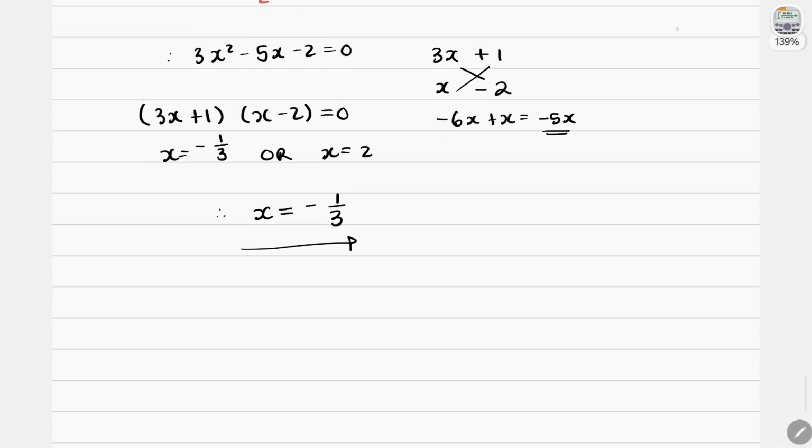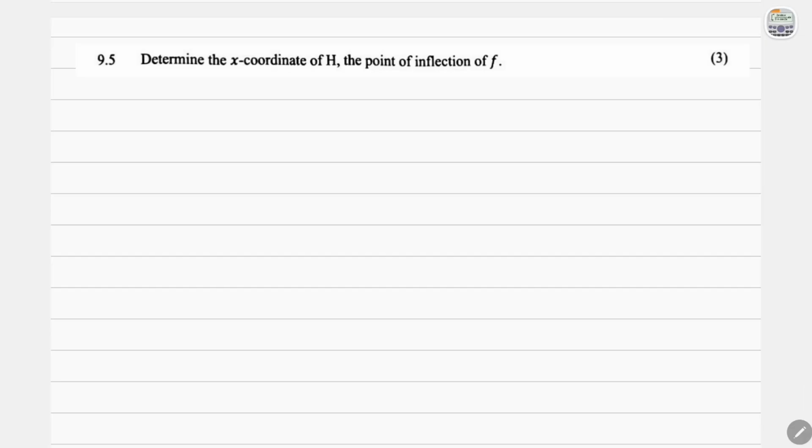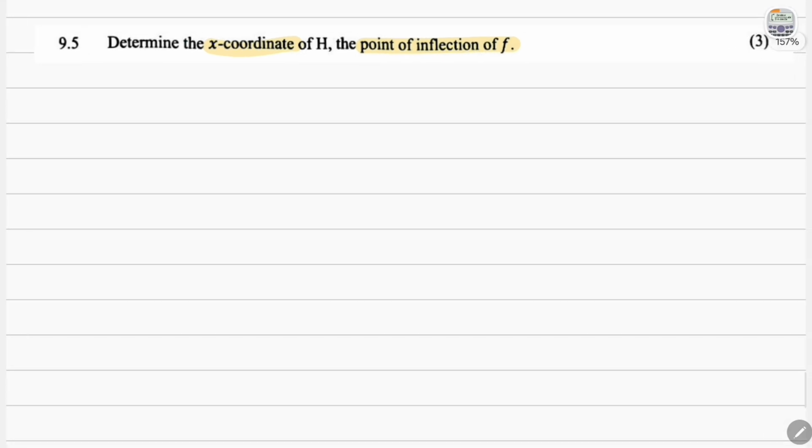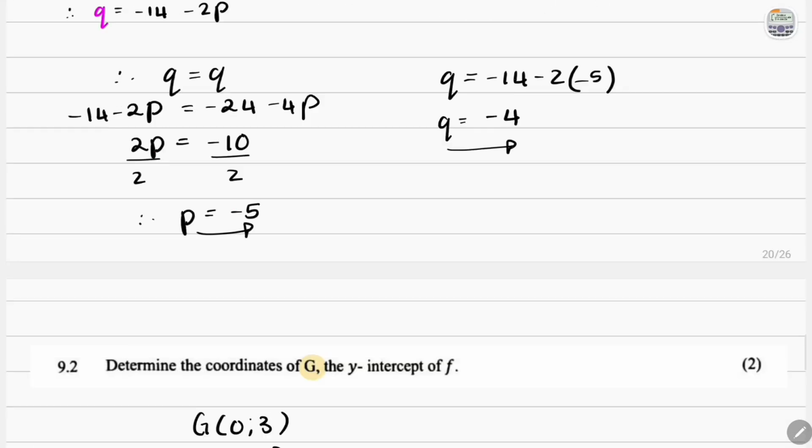Moving on to the next question. Question 9.5 says, determine the x-coordinate of H, the point of inflection of f. Okay, so you see we have a cubic function.